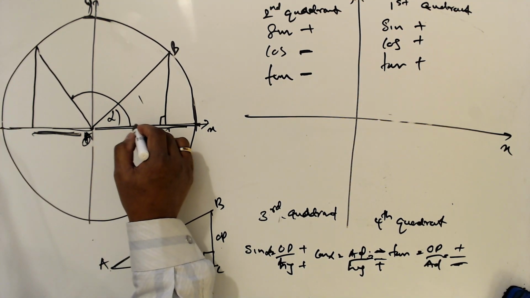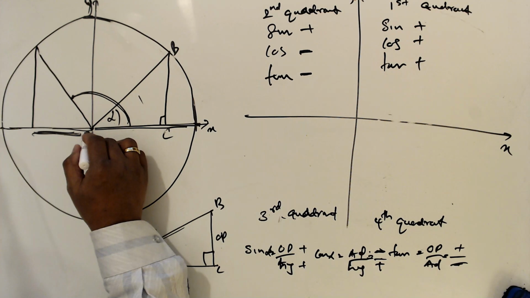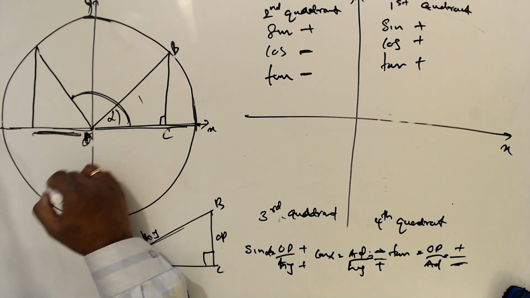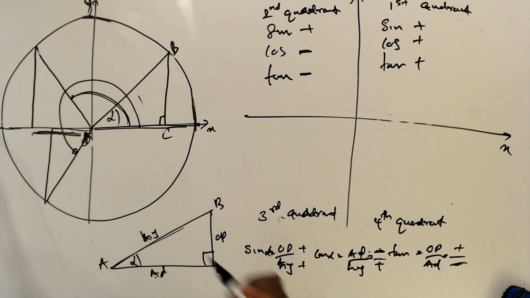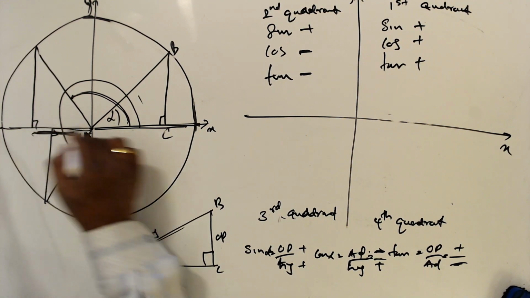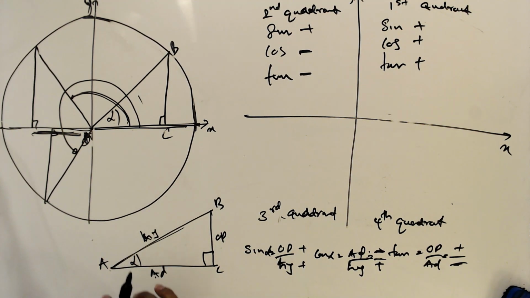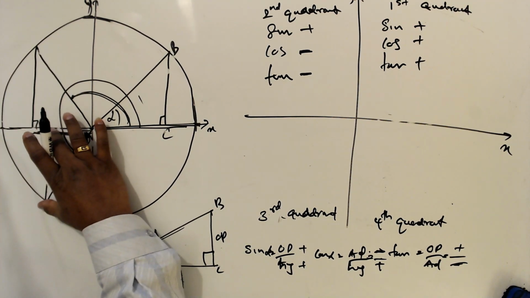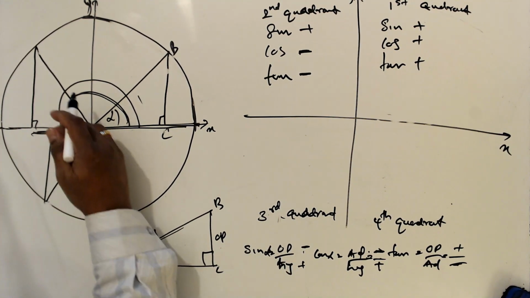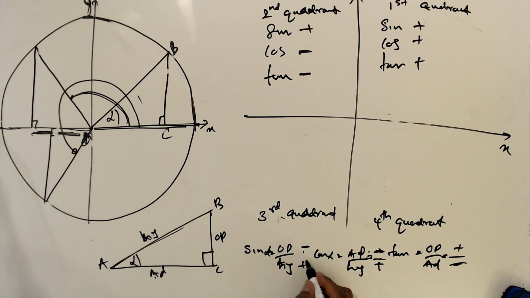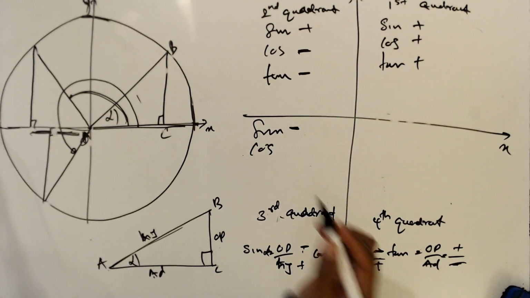Now we'll expand this angle further. This is alpha, now this is bigger alpha. So I'll bring it to somewhere here. Now sine means opposite divided by hypotenuse. Can you see now this opposite is negative? It is negative because it is below the x-axis. Radius is always positive. Negative divided by positive is negative.